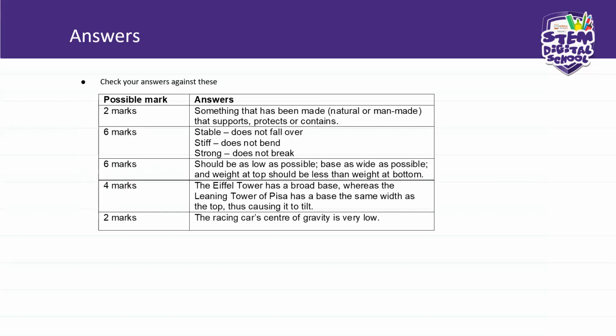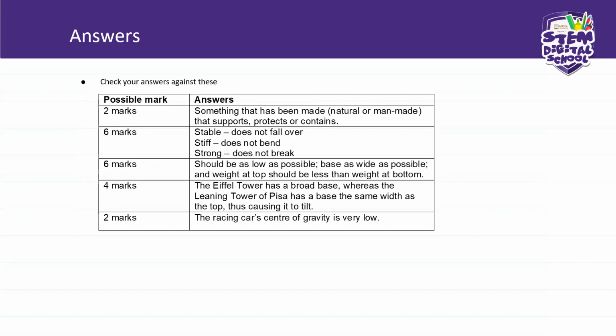You can look up those towers. The Eiffel Tower has a broad base, whereas the Leaning Tower of Pisa has a base the same width as the top, thus causing it to tilt.